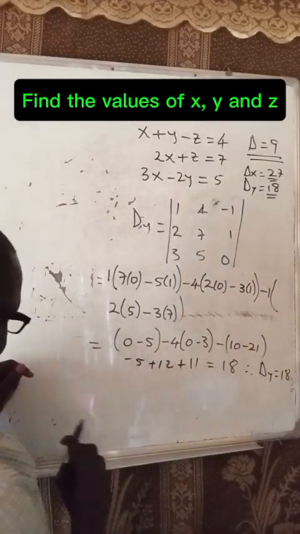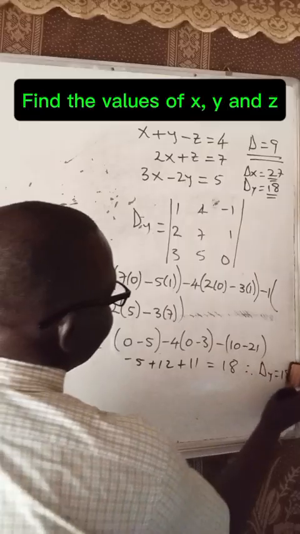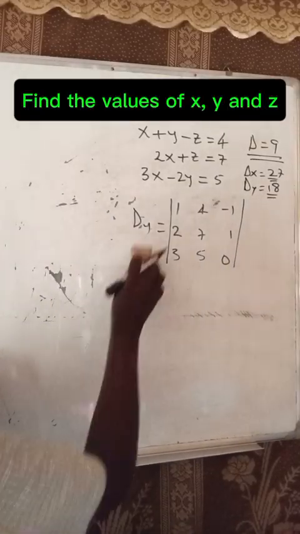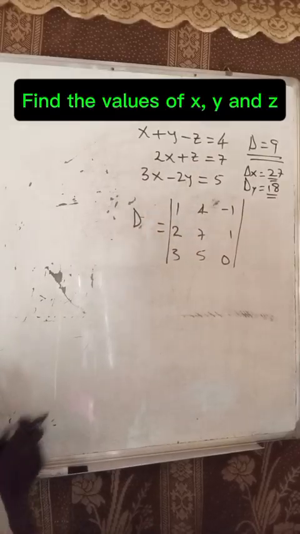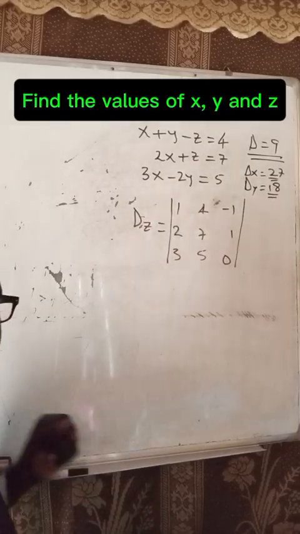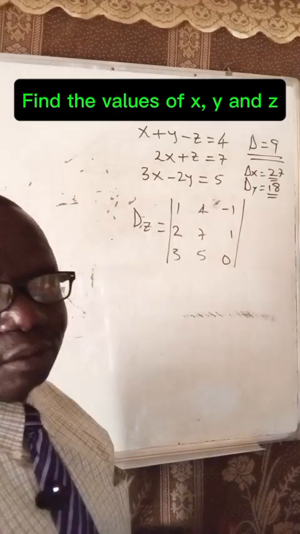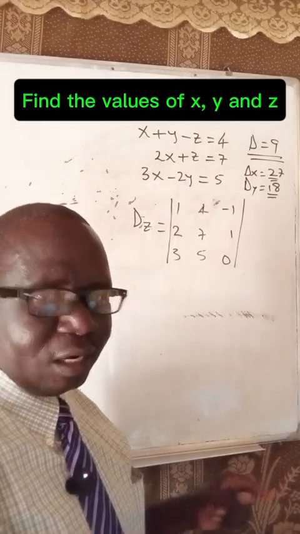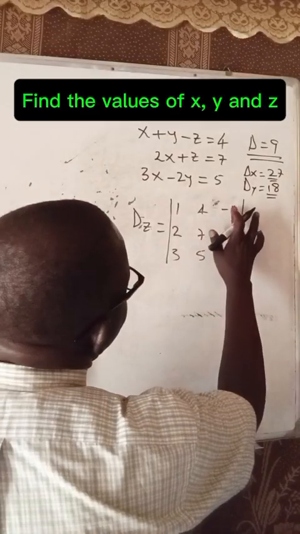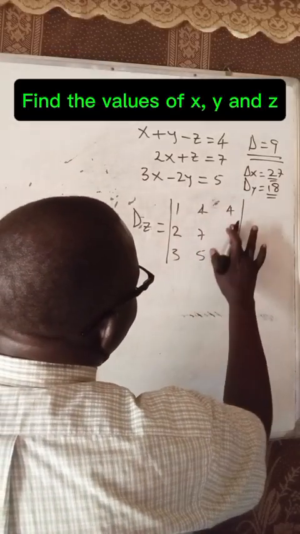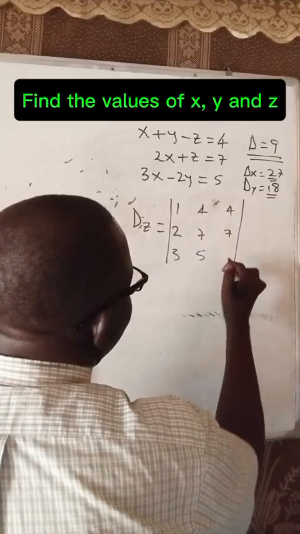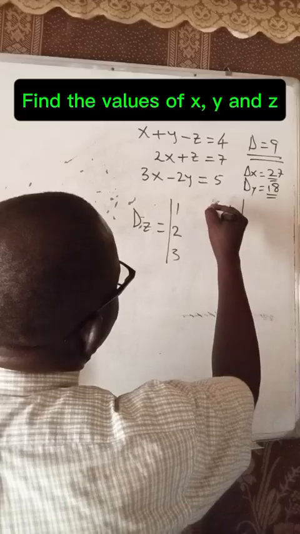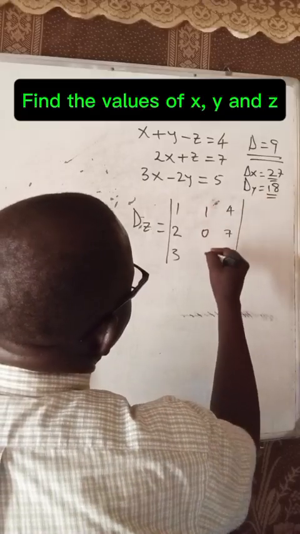Now let us find Dz. To find Dz, we replace the coefficients of z by constants and maintain the coefficients of x and y. That is, we replace negative 1 here by 4, 1 here by 7, and 0 by 5. And we maintain the coefficients of x and y as 1, 0, negative 2.